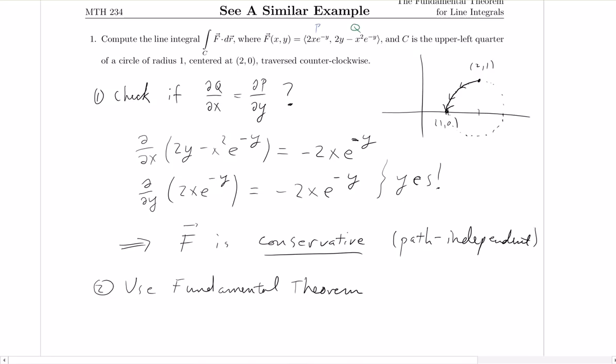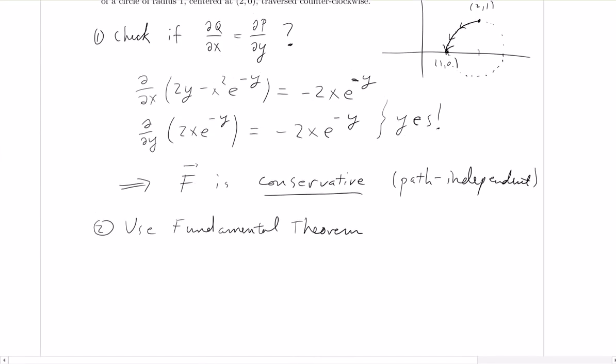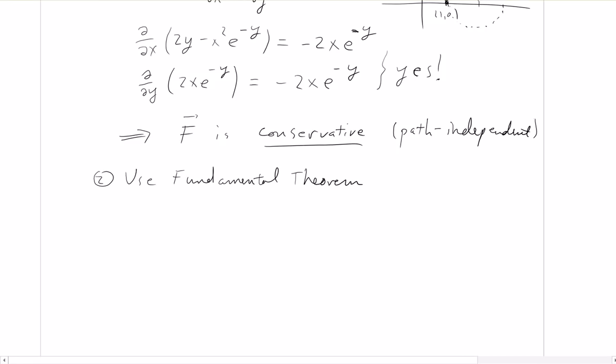So a word of caution at this point: if your answer were no to the first part and they didn't come out to be the same, then you cannot use the fundamental theorem, and the technique used in the rest of this video would not apply to the problem you're working on. But if the answer is yes, we can continue as we're going to.